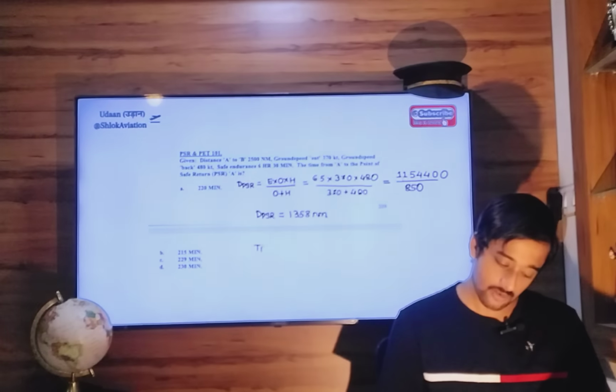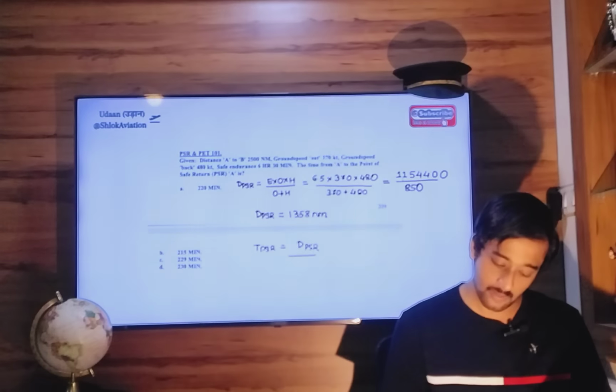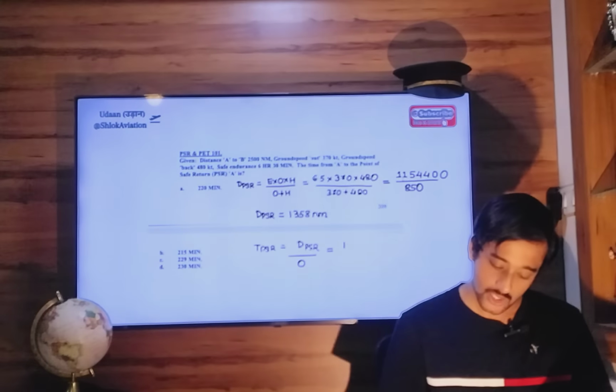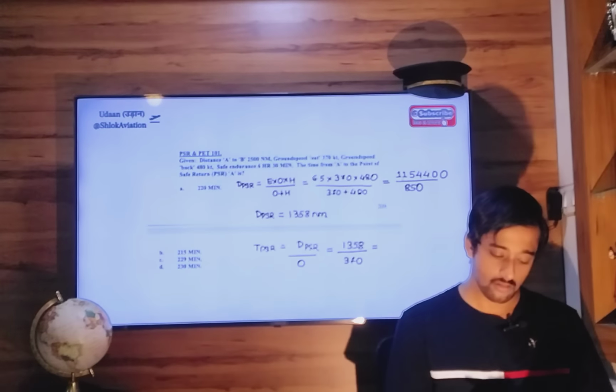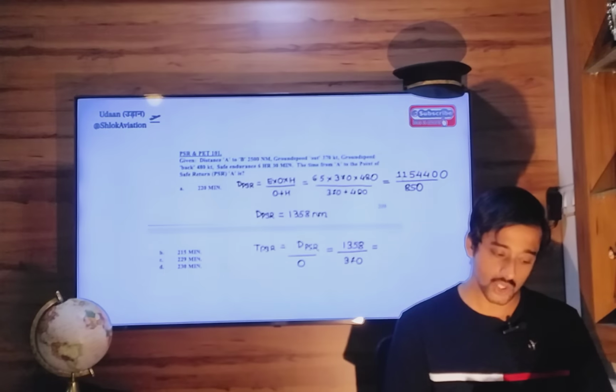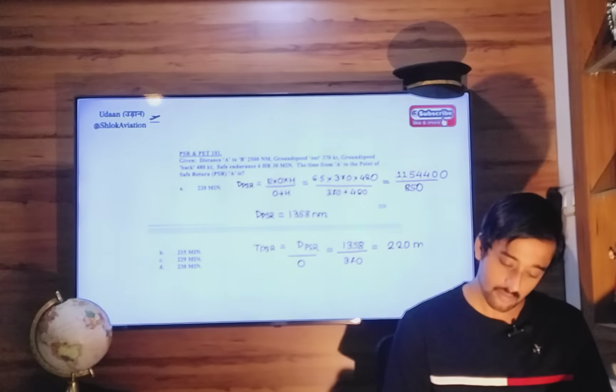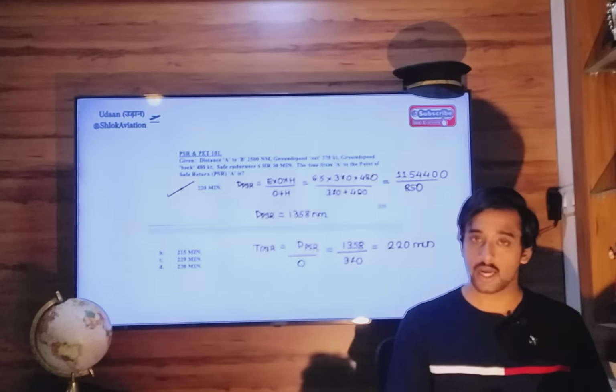Time to point of safe return will be distance to point of safe return divided by outbound speed. So 1358 divided by 370. That is 3 hours 40 minutes or 220 minutes. So option alpha is the right answer.